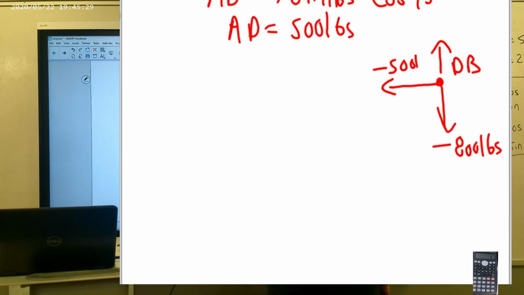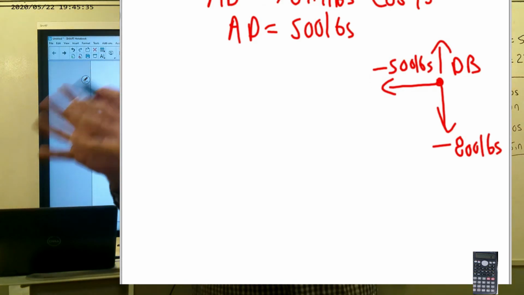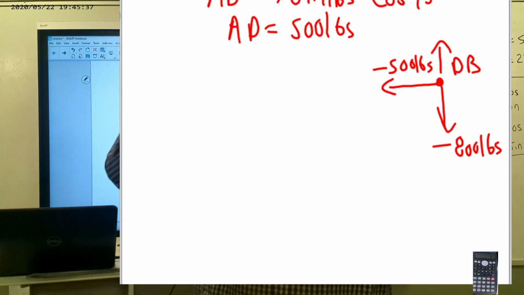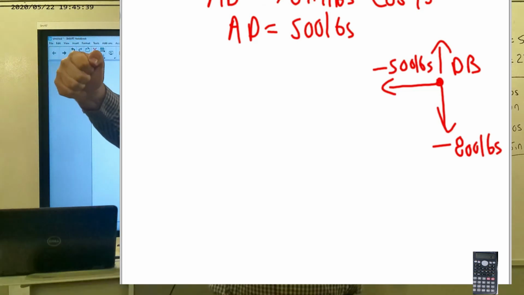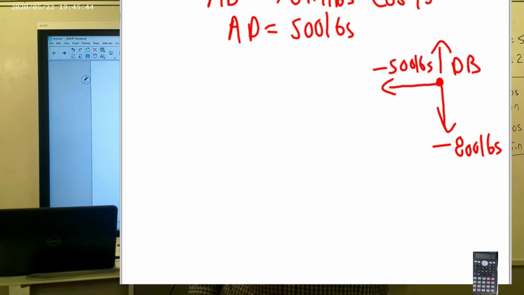Why can it be negative here? This is a common question. Why can it be negative here, but not when we're talking about a member? A member is a structural component. It can either be in tension or it can be in compression. That was one of the assumptions, by the way, that we made about the members in our truss system, is that they are either in tension or compression.